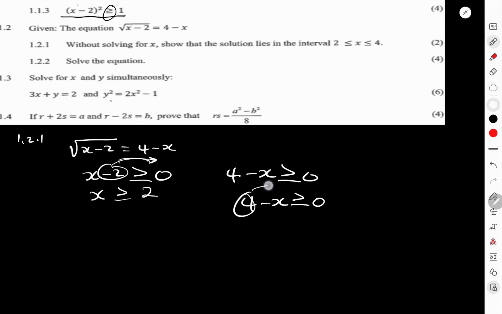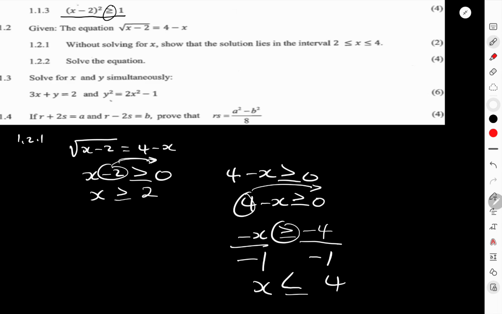Now here, I'm going to take this 4 to the other side, right? Therefore, I have negative x greater or equal to negative 4. But I'm looking for x, not negative x, meaning I'm going to divide both sides by negative 1. Therefore, x, if you divide by a negative number, this sign will change. Therefore, if it changes, we're going to have something like this. Then we're going to have a 4 here. Now, can you see that this is the number line that we have from the first place, whereby x is greater or equal to 2, but then x is less or equal to 4.